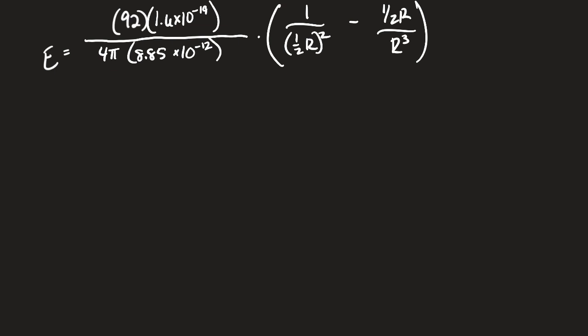Because it looks like the one on the left is going to be 4 over r squared minus, and the one on the right is going to be 1 over 2r squared. So if I got common denominators, that would be 8 over 2r squared, which means the whole thing is 7 over 2r squared, where r is 0.1 nanometers, or 1 times 10 to the negative 10 meters.